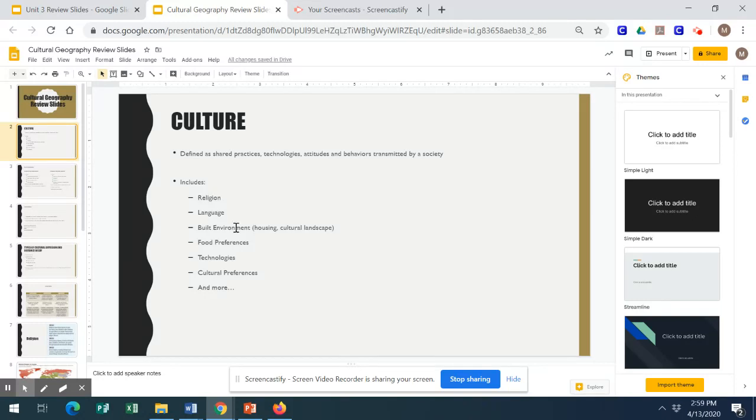But religion, language, housing, built environment, cultural landscape, food preferences, access to technology and the technologies itself, and just other attitudes or preferences related to culture, things related to gender, dress, all sorts of other things we would put into the umbrella of culture.